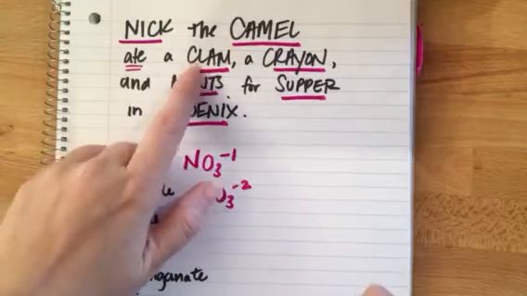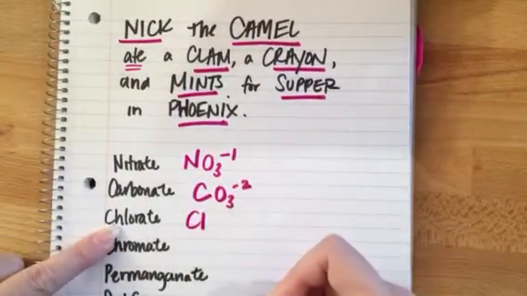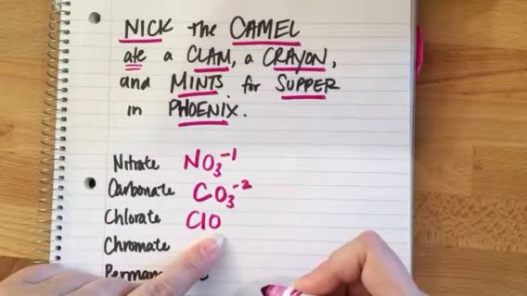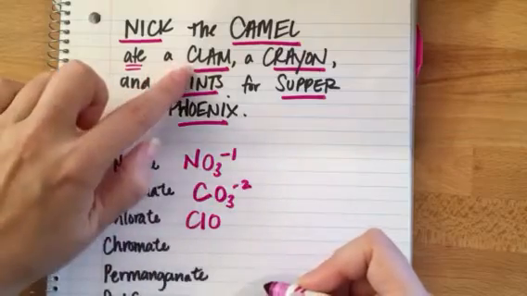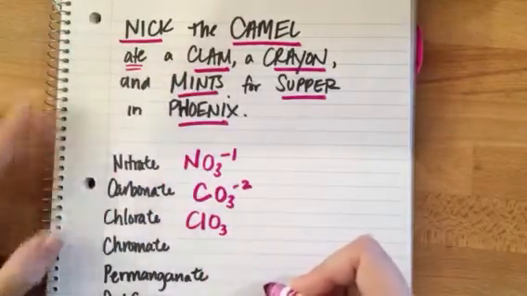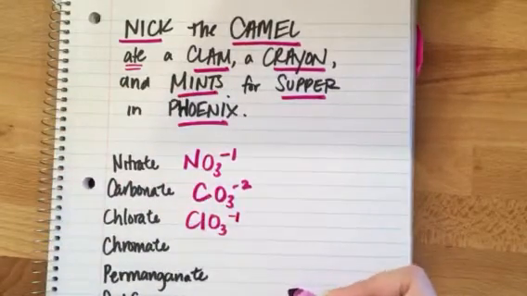Now clam, Cl, is for chlorate because chlorine is Cl. The next thing is an oxygen. We're going to look to see how many consonants there are. 1, 2, 3. So we have 3 oxygens. 1 vowel, so it has a -1 charge.